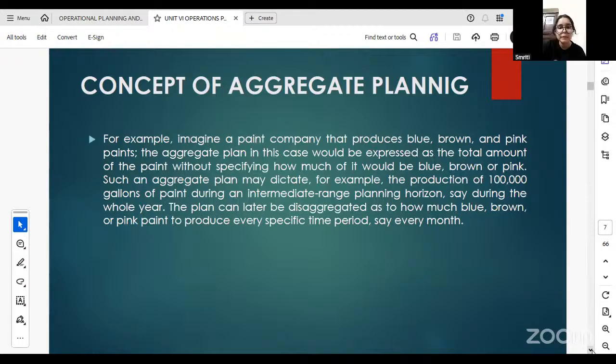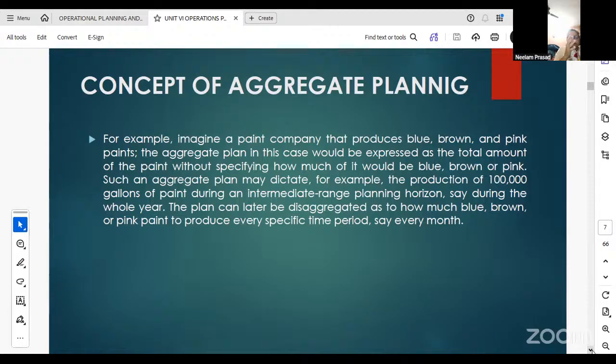Concept of aggregate planning. For example, imagine a paint company that produces blue, brown, and pink paints. The aggregate plan in this case would be expressed as the total amount of paint without specifying how much of it would be blue, brown, or pink. Such an aggregate plan may dictate, for example, the production of 100,000 gallons of paint during an intermediate range planning horizon, say the whole year. The plan can later be disaggregated as to how much blue, brown, or pink paint to produce in every specific time period, say every month. So as I told you, aggregate is for the bulk.